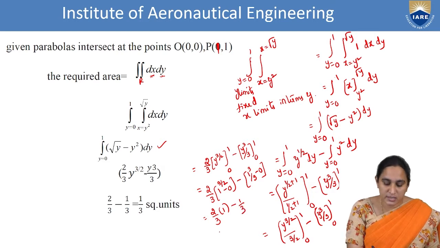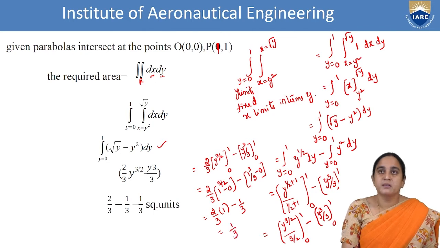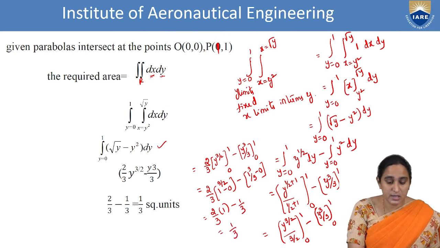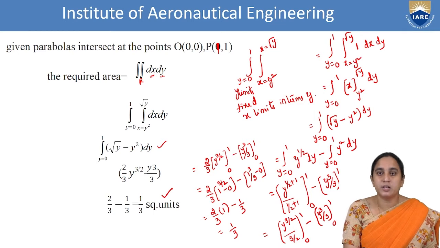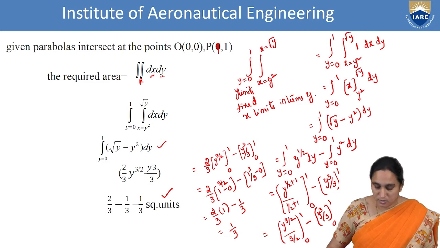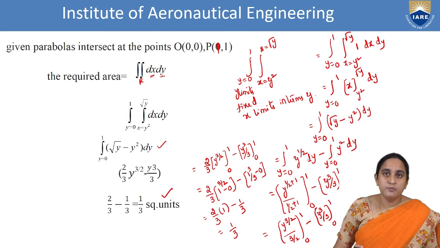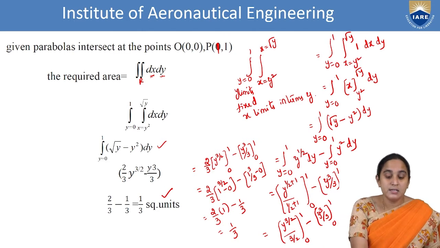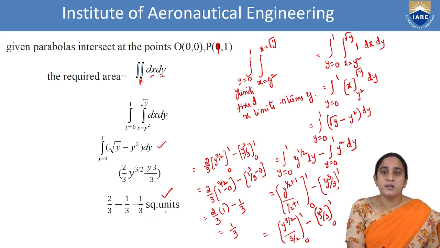From that, 2 by 3 minus 1 by 3 is equal to how much? That is 1 by 3. Therefore, the first question answer, 2 by 3 minus 1 by 3, is equal to 1 by 3. If you are calculating area, the units are square units. Okay, here the units are 1 by 3 square units. That's the concept of the first question. Therefore, here we have to find the area using the double integral of dx dy form. In that case, we got the final answer as 1 by 3 square units.